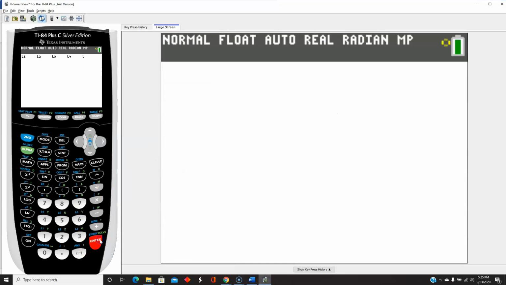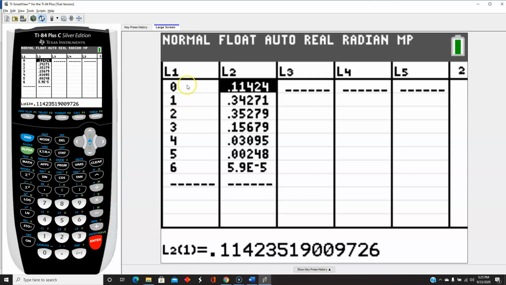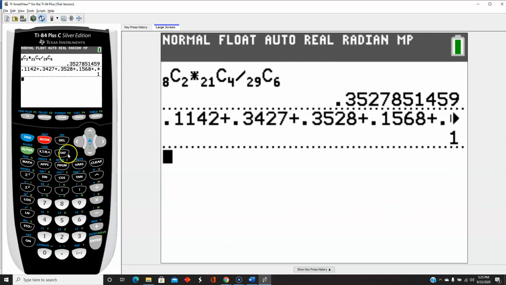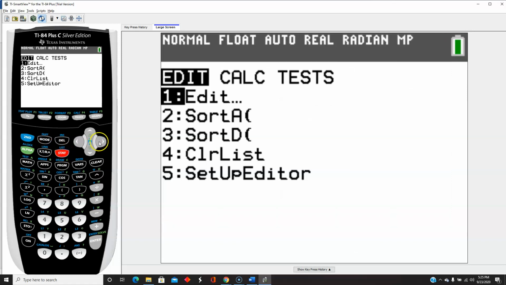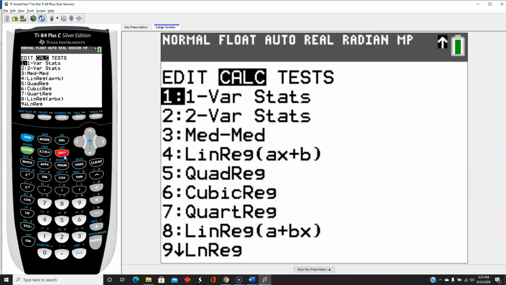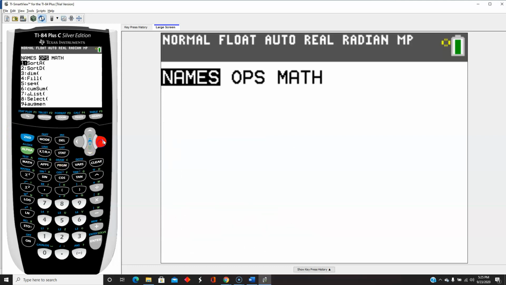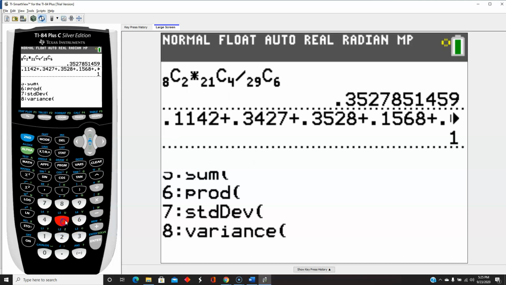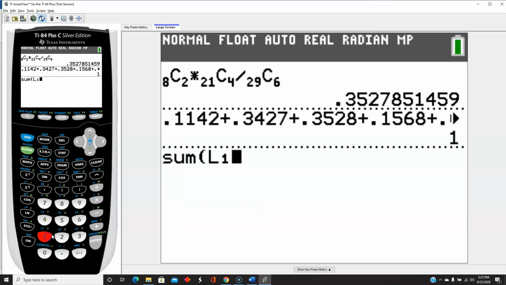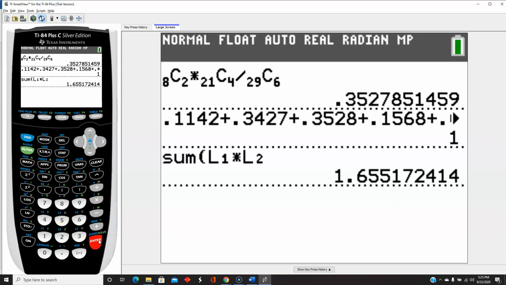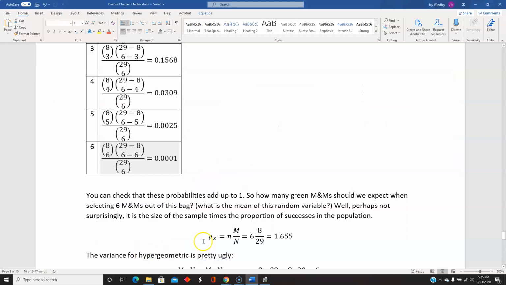So I could check this, I put the possible values of successes here and the probabilities here. And so I can do a little math on these items. List 1 times list 2. And so the mean is 1.655, which is coming right out of that formula there.